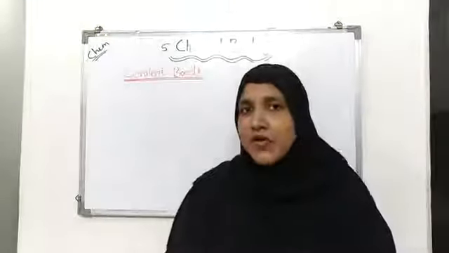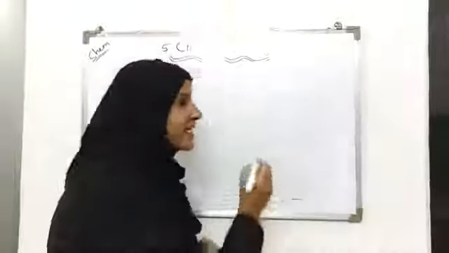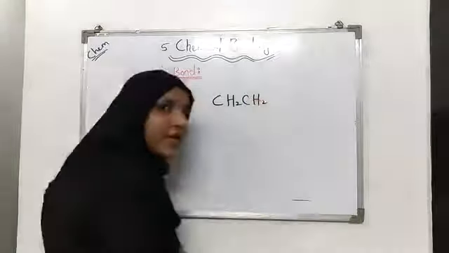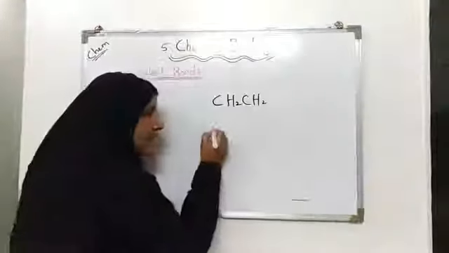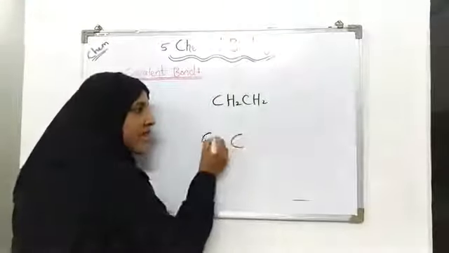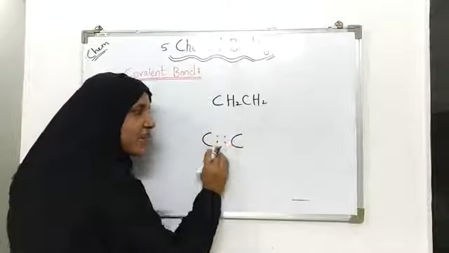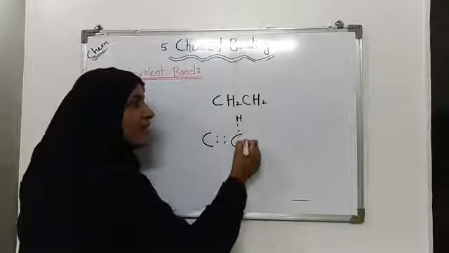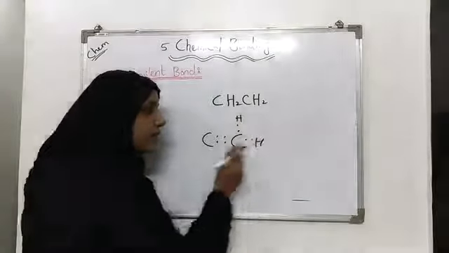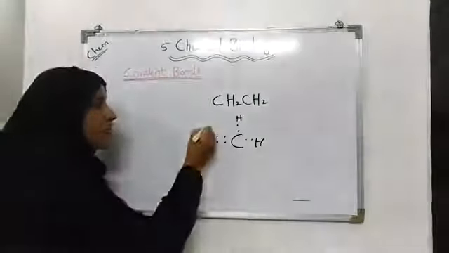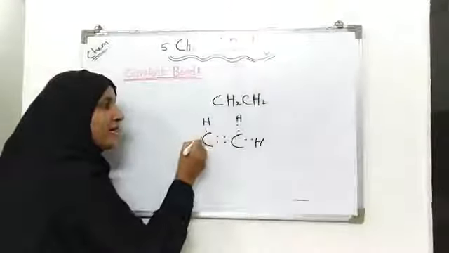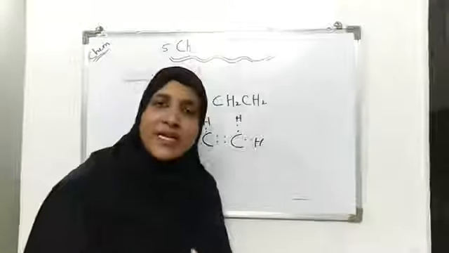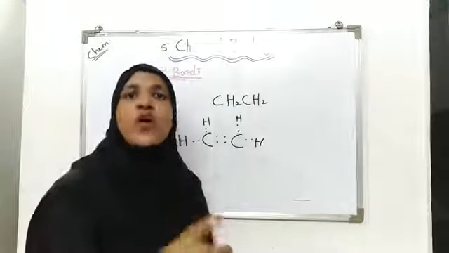Let us take an example of ethene. What is ethene? Ethene is CH2, CH2. Okay? In ethene what happens? Each carbon atom shares two electrons with the other carbon atom. In this way the carbon can complete its octet, and can form a multiple bond with the atom. So to complete an octet, the element can also form more than one bond.